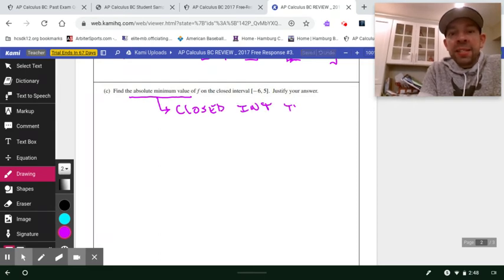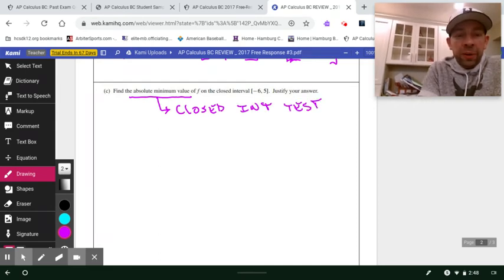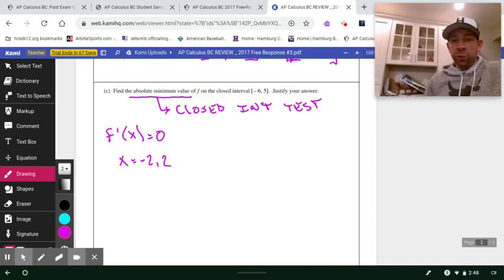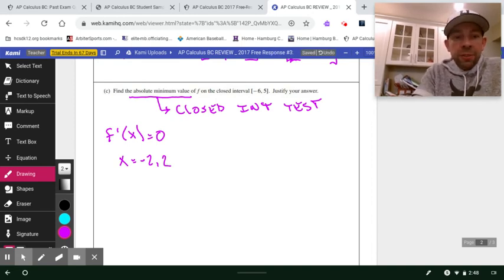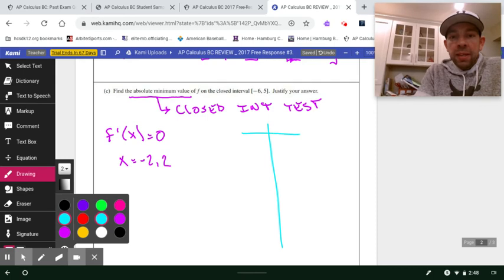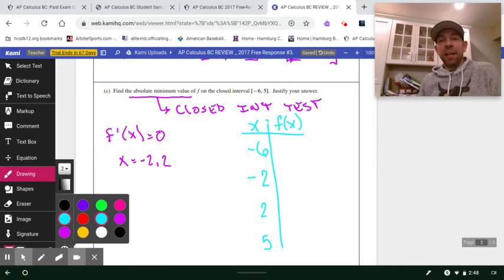And what goes into that test is the first thing you've got to do is find your critical points. So you're going to set f prime of x equal to 0. And you look at your graph and you'll know that -2 and +2 are your two critical points. So now I'm going to construct a table of values that includes my endpoints as well as those critical values. And basically, I'm going to test the values of all of my endpoints and critical points, and my absolute minimum has to occur at one of those for sure.